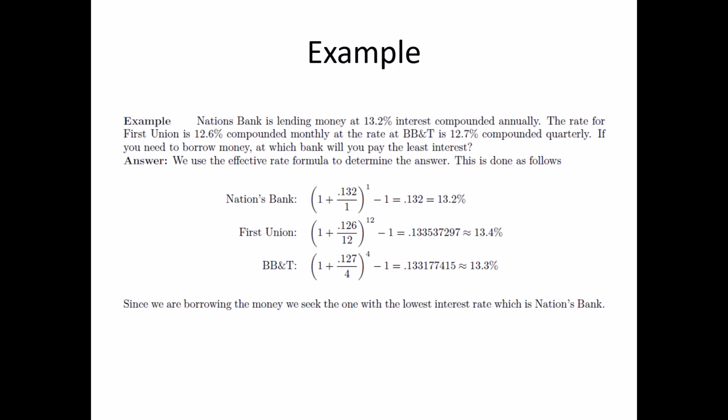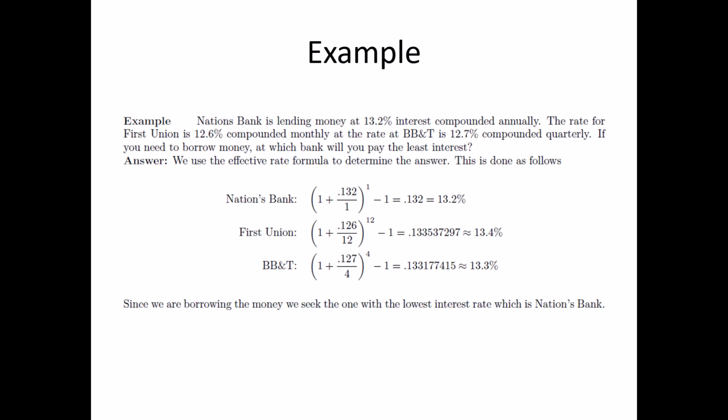Now let's see an example. Suppose that Nations Bank is lending money at 13.2% interest compounded annually. The rate for First Union is 12.6% compounded monthly, and the rate at BB&T is 12.7% compounded quarterly. If you need to borrow money, at which bank will you pay the least interest?